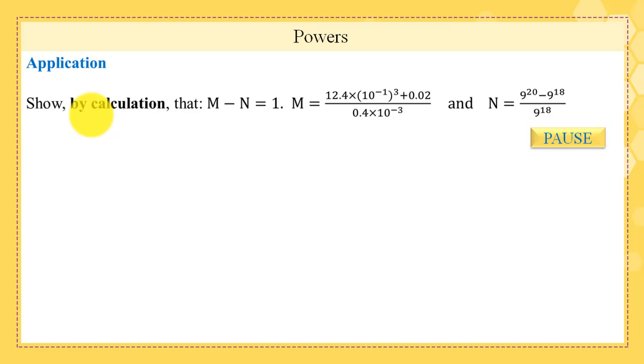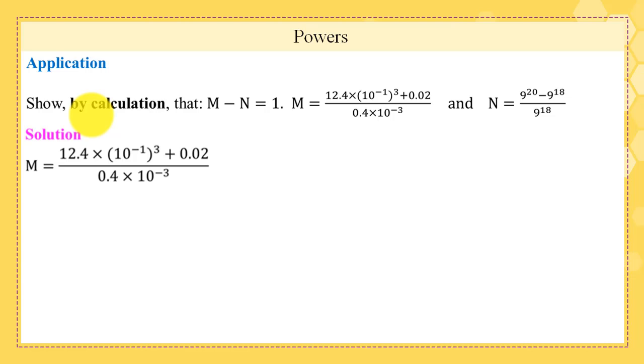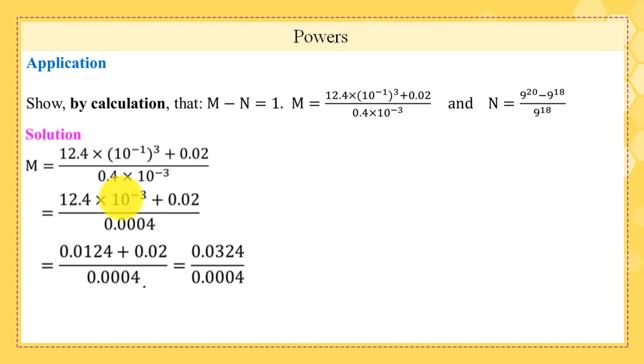Solution. m equals 12.4 times 10 to the power minus 1 to the power 3 plus 0.02 over 0.4 times 10 to the power minus 3. Here, 10 power minus 1 to the power 3 equals 10 power minus 3. And 0.4 times 10 to the power minus 3 equals 0.0004. Hence, m equals 12.4 times 10 to the power minus 3 plus 0.02 over 0.0004. The powers of 10 are small, so we write the powers of 10 in the form of decimal numbers.